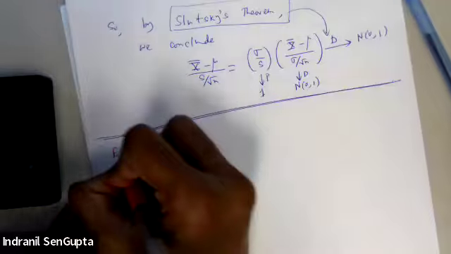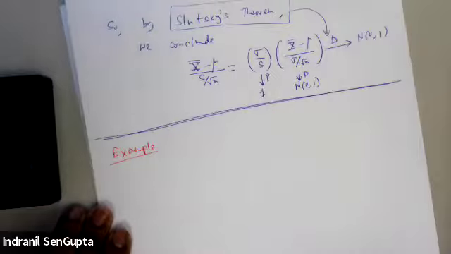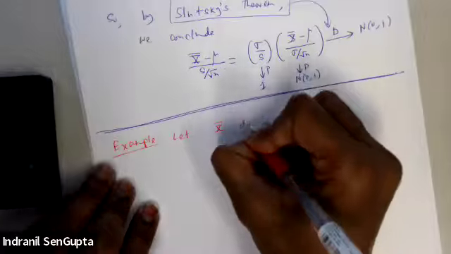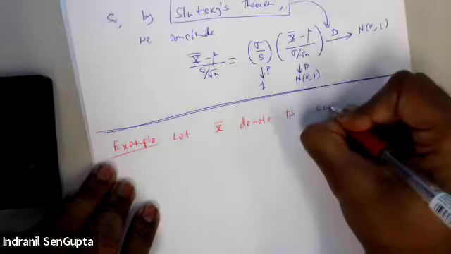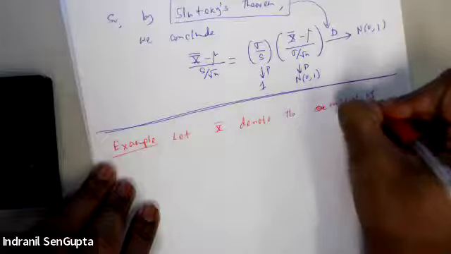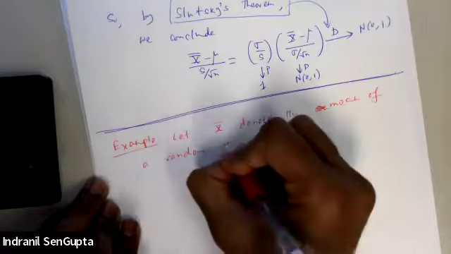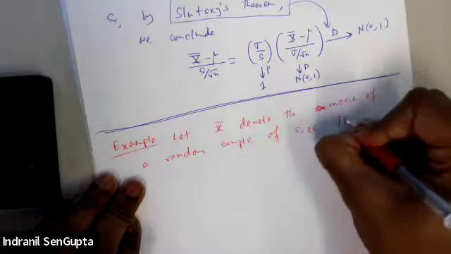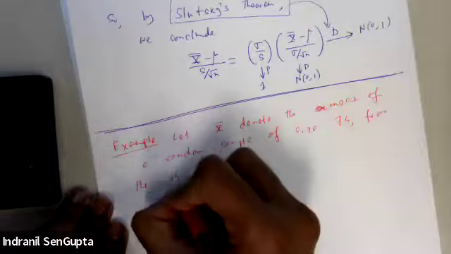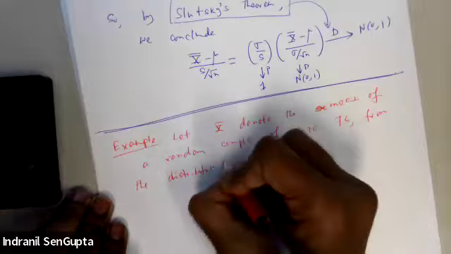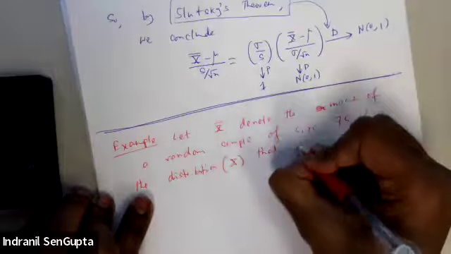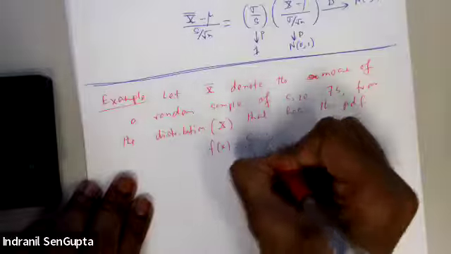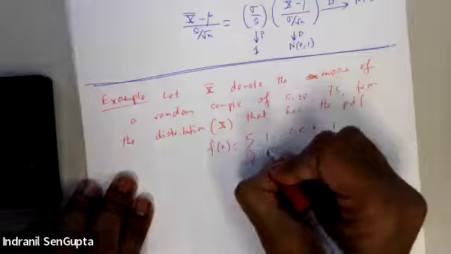So here is an example. Let X bar denote the sample mean, the mean of a random sample of size 75 from the distribution X that has the PDF f(x) equals 1, provided 0 less than x less than 1, and 0 otherwise.